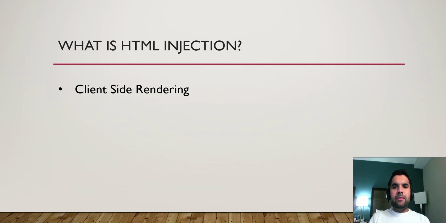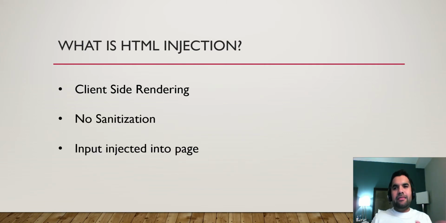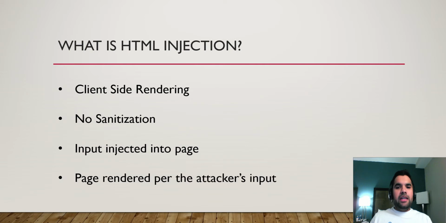HTML injection is similar to cross-site scripting in the sense that this is a client-side rendering attack. It happens when user input is not sanitized and is inserted into the application. Let's say the server or the client does not perform any sanitization, encoding, or decoding, then the input provided by the user renders back to the page as is. Just to put this in perspective, let's take a look at the demo.